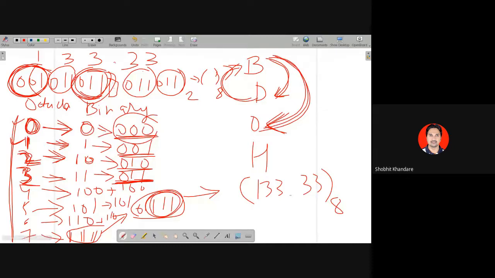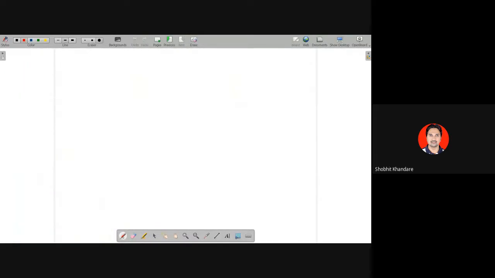Now we will see octal to binary. Now this is also simple. When you say octal to binary conversion, that is also simple. How come? You take any number. If I'm taking an octal number 137 octal point 54, that is 137.54, this is an octal. I have to convert it into binary now.